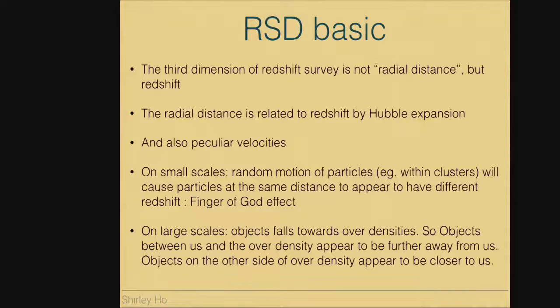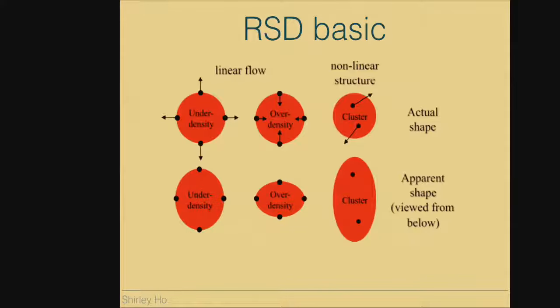On the larger scales, the objects fall towards something that's like an overdense region. So the object between us and the overdensity will appear to be further away from us. I'll show you a picture very soon. An object on the other side of the overdensity will appear to be closer to us because it's falling towards us. So this is what it means here.